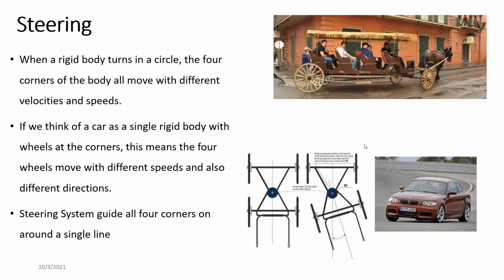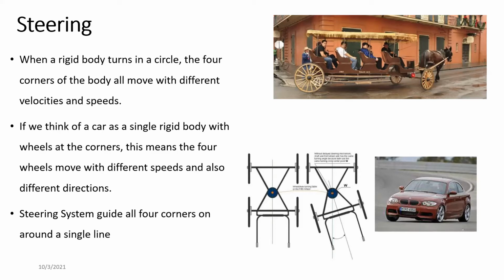All right, if you look at the first image, it is actually a horse carriage, right? One important thing of a horse carriage is its steering system. It's very different from the steering systems that we use in a normal automobile. Automobiles are derived from horse carriages, but the steering system is completely different.